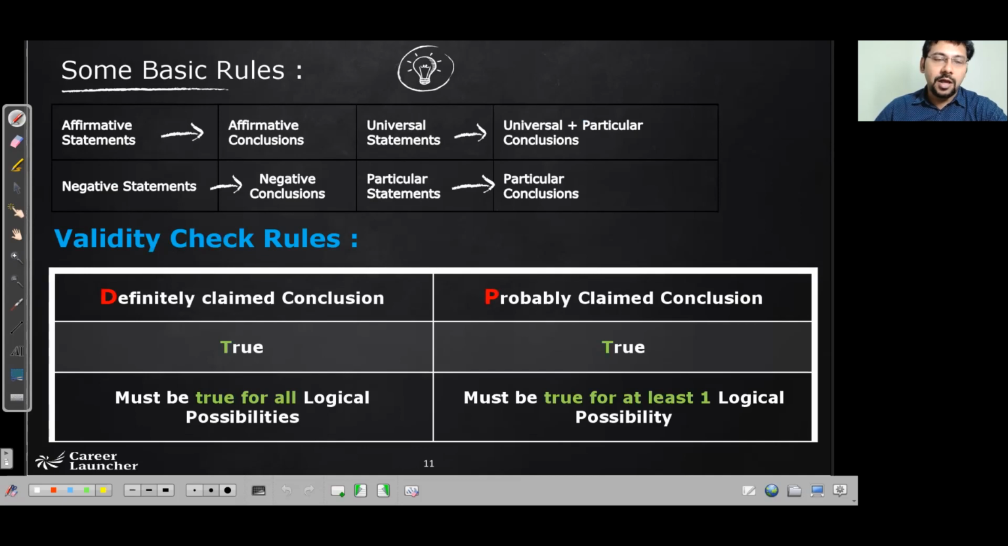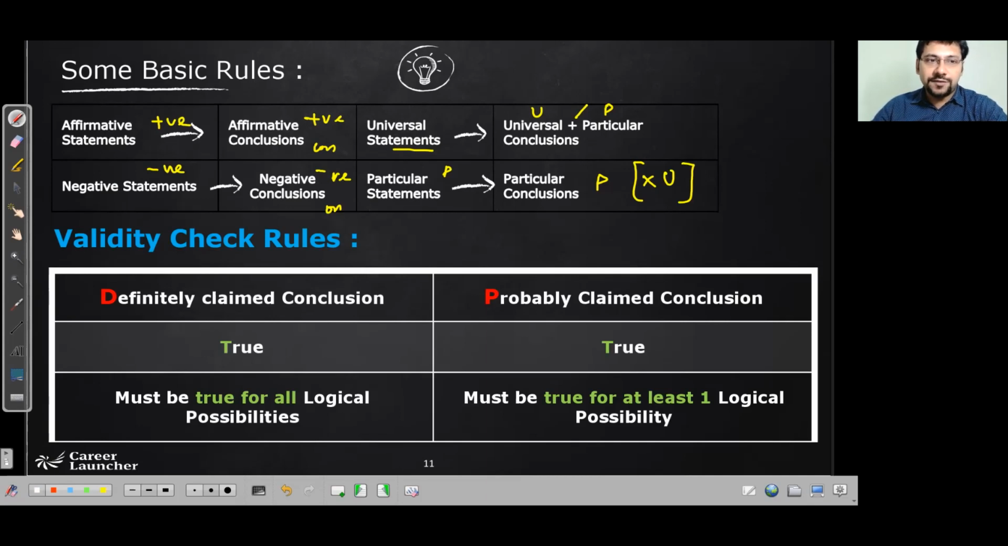However, let's move to the quick understanding part. It's a very simple rule that affirmatives, that is positive statements, always give us a positive conclusion, and negative statements give us a definite negative conclusion. Similarly, from universal statements, as a whole set, we can talk about a universal set as well as a partial set. But from a particular set, we can only deduce something as a partial set. We cannot deduce a universal set.